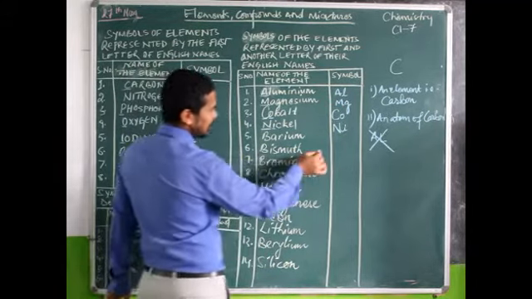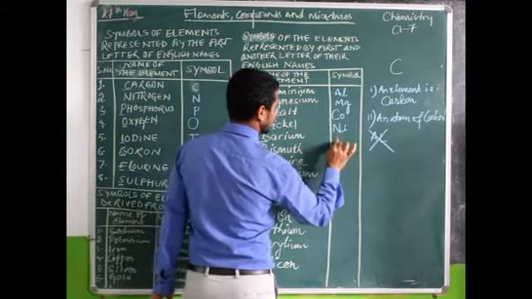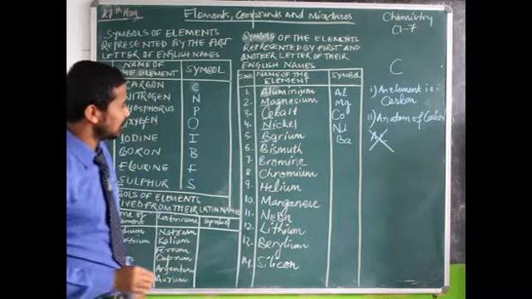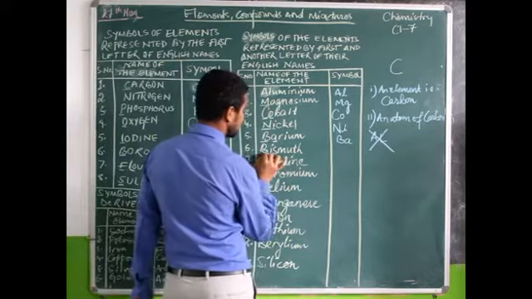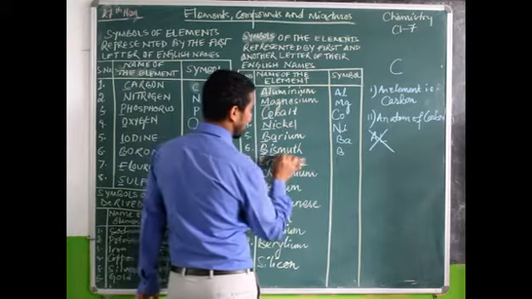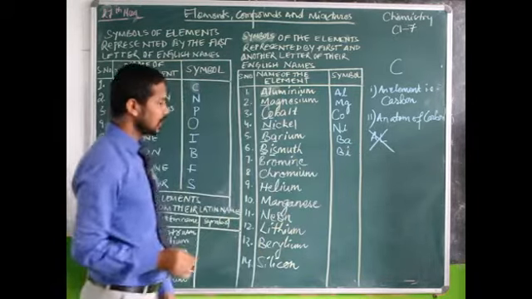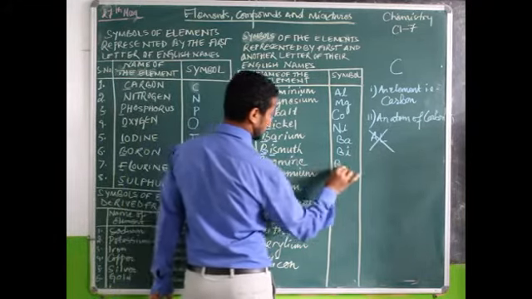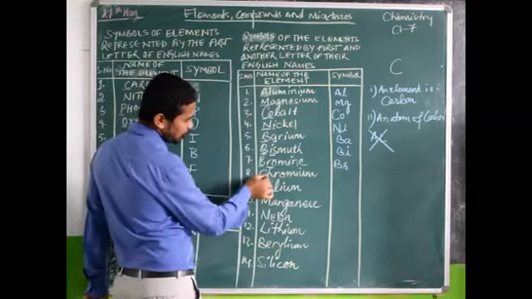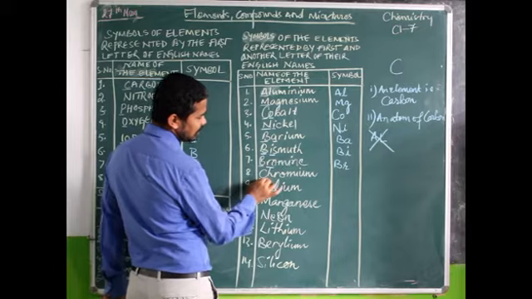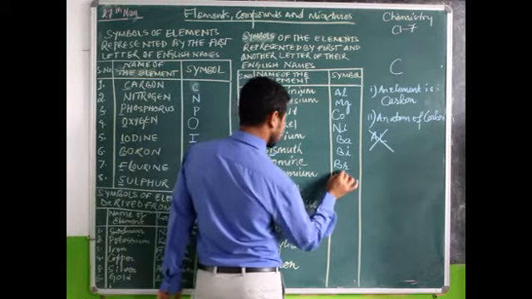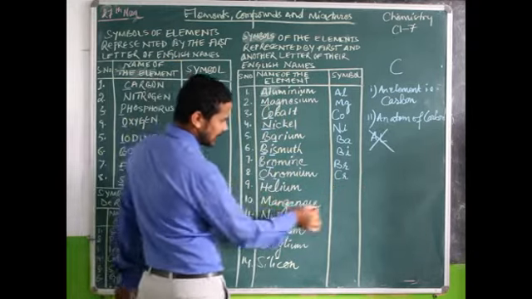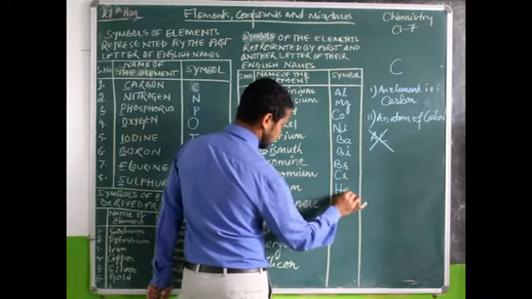Then barium, capital B and small a. So this is barium. Then for bismuth, capital B and small i. So bismuth. Then for bromine, capital B, small r. Bromine. Then for chromium, capital C, small r. So capital C, small r. Chromium. Then for helium, capital H and small e.